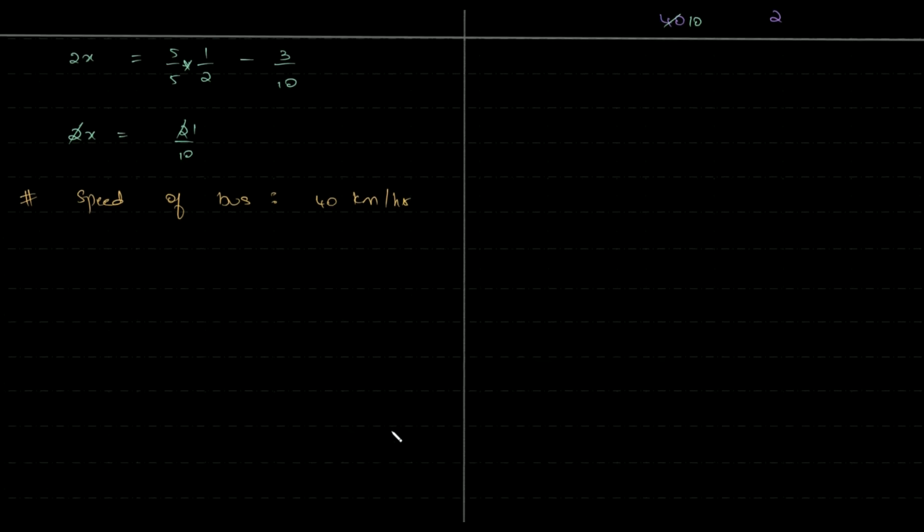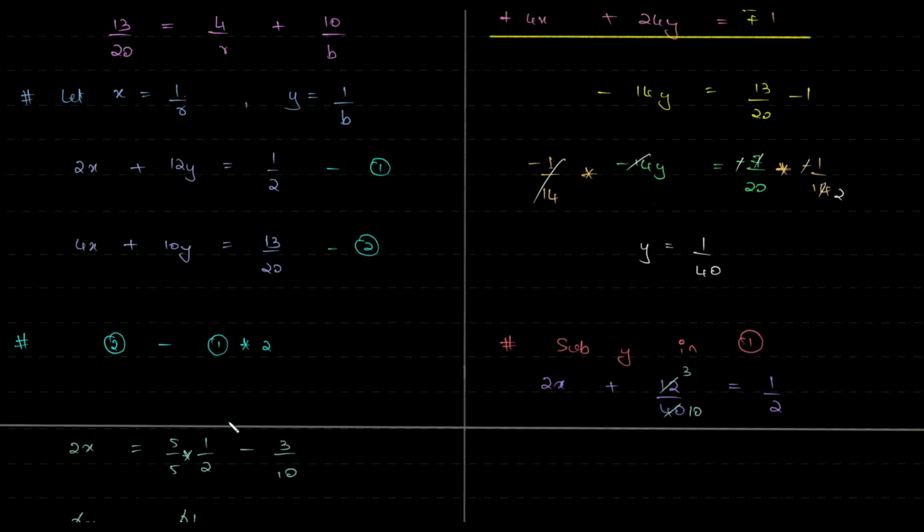Okay, we converted everything to r, remember. And speed of rickshaw is 10 kilometers per hour. Is that correct? That looks to be small. I hope I didn't do anything wrong. We have 2 by 10, 2x. Okay, looks correct though.